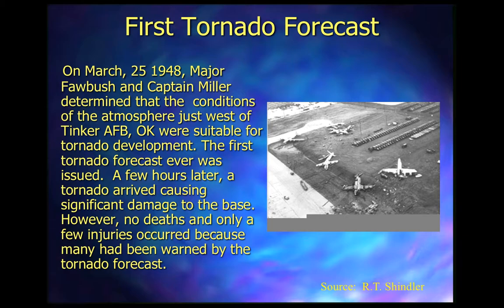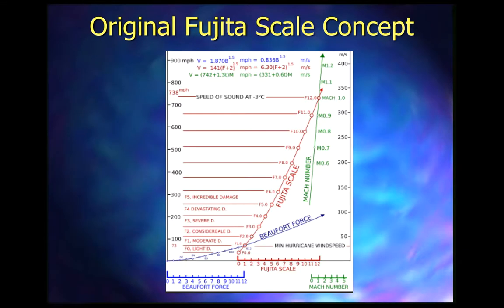And then a week later, that same sort of thing happened again. So there's a monument at Tinker Air Force Base. You can go visit it, and you can find a lot of information online. But the main point here is that the very first tornado forecast actually occurred here in Oklahoma. So it stands to reason that we are kind of the center of the universe for tornado forecasting.